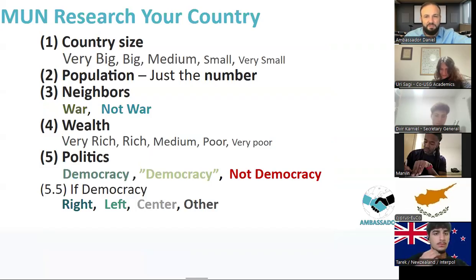Population, just the number of people. We know how many people our country has. We know how many people there are in China. It just helps us understand in relation how many people there are. We can usually multiply the issues in a country by the amount of people when we mix it with wealth. All right, next, war, not war, with your neighbors. That is it. You don't need to do anything beyond that.